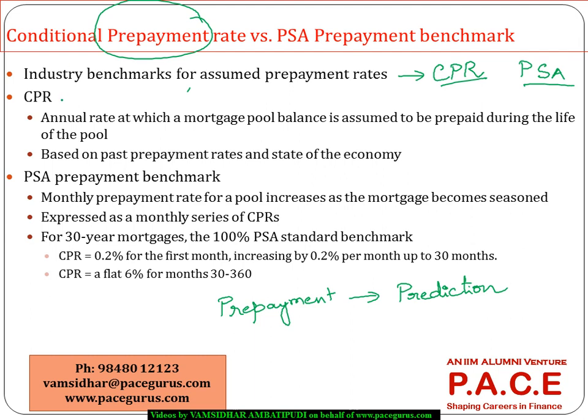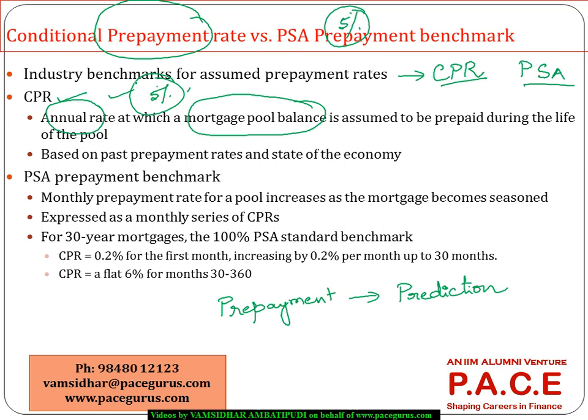The conditional prepayment rate is an annual figure at which a mortgage pool balance, whatever the outstanding principal is, is assumed to be prepaid. If 5% of the principal is assumed to be prepaid, then I have a CPR of 5%. So it is a benchmark being set, saying that this particular proportion of the outstanding mortgage balance is assumed to be prepaid.